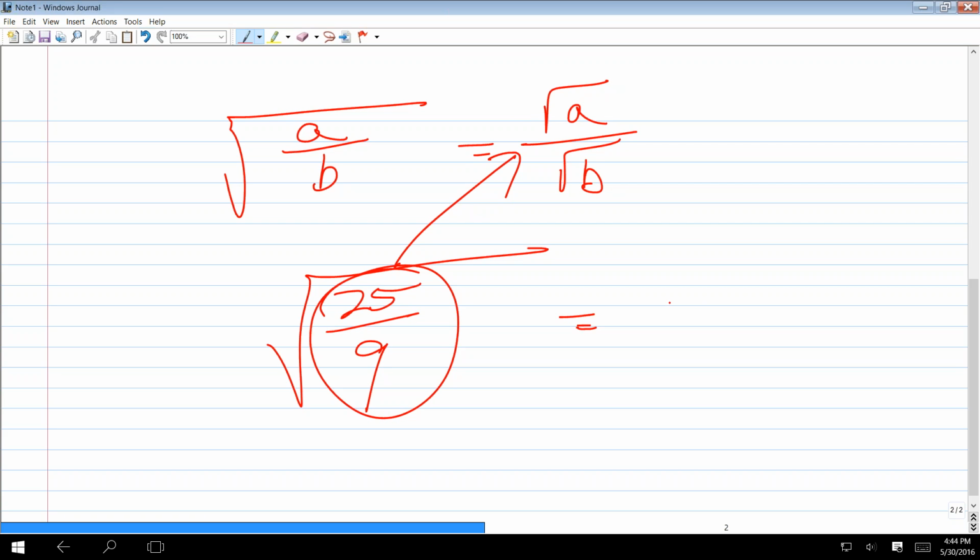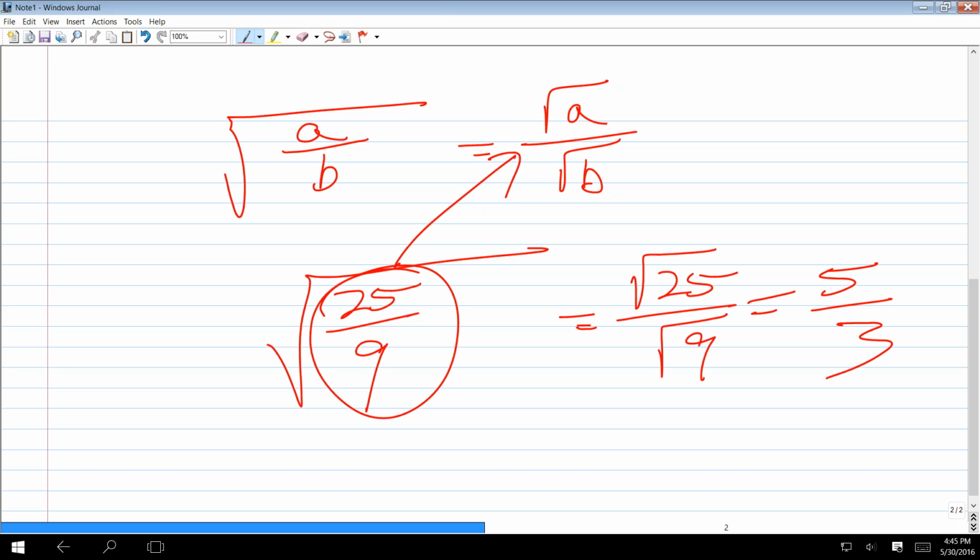What is it? It's 5 over 3. Correct. And that's how you would do it, is break it up into that, like that, and then you have two perfect squares.